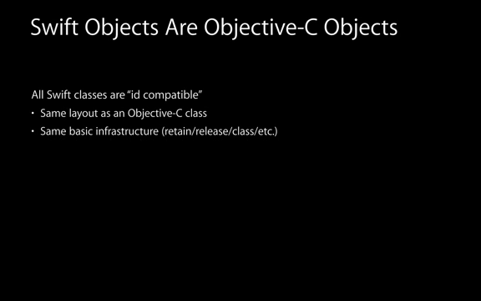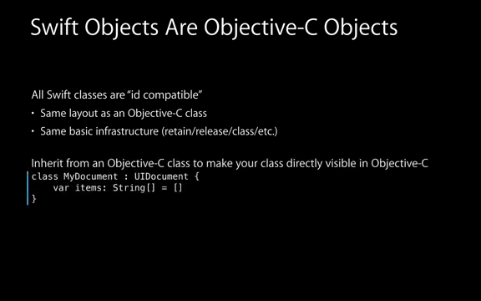So, Swift objects are all Objective-C objects. Now, what this means is that if you define a class in Swift, it has basic Objective-C interoperability built in. We use the same layout as an Objective-C class. So there's an ISA pointer in there. The ISA pointer points out to Objective-C metadata. There's the same underlying infrastructure, the things that make ARC work and the basic frameworks work. With retain, release, you can expect a class, that sort of thing. They're all available.